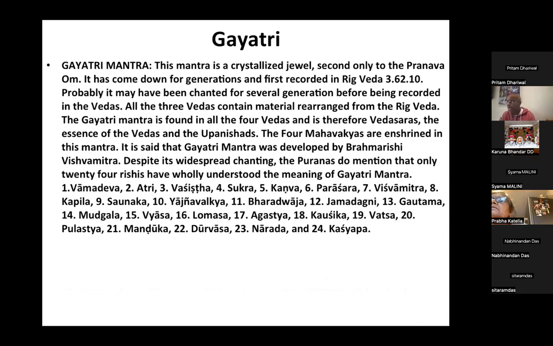Gayatri mantra. This mantra is a crystallized jewel, second only to the prana Om. It has come down for generations and was first recorded in the Rig Veda 3.62.10. Probably it may have been chanted for several generations before being recorded in the Vedas. All the three Vedas contain material rearranged from the Rig Veda. The Gayatri mantra is found in all the four Vedas and is therefore Vedasara, the essence of the Vedas and the Upanishads. The four Mahavakyas are enshrined in this mantra.